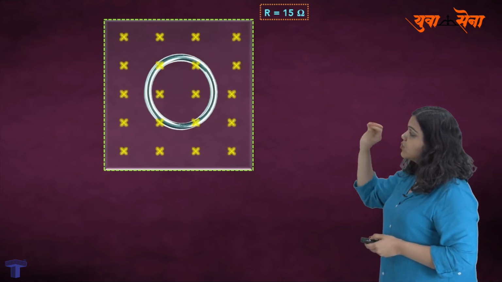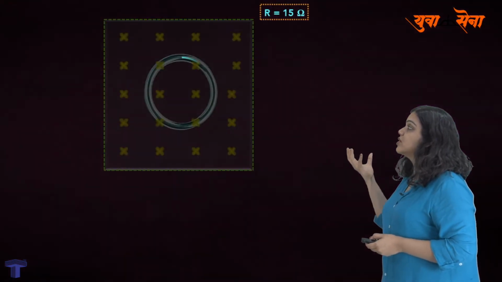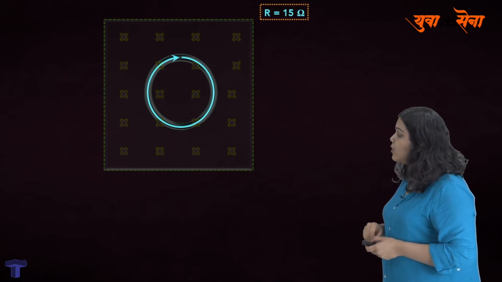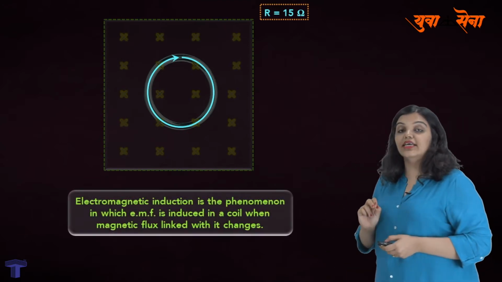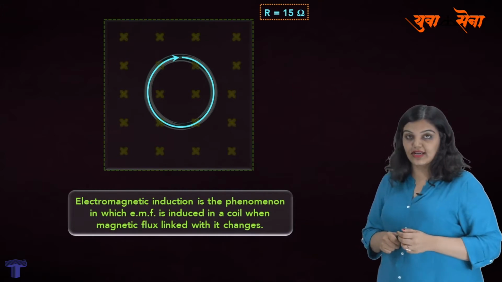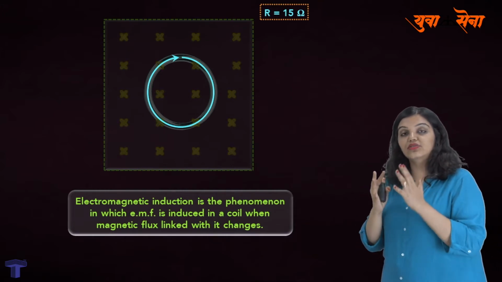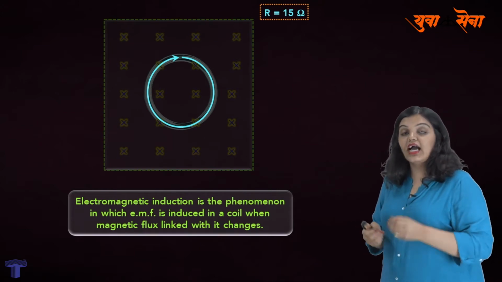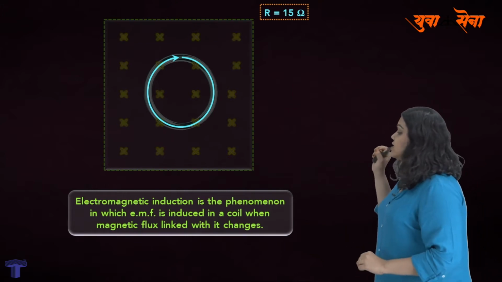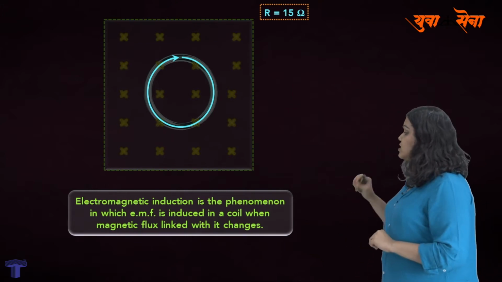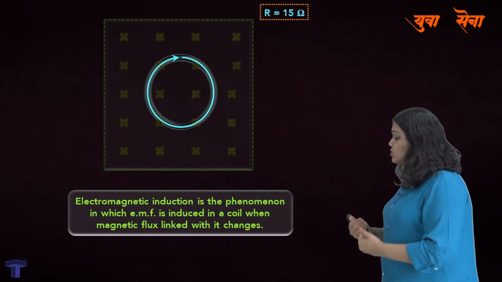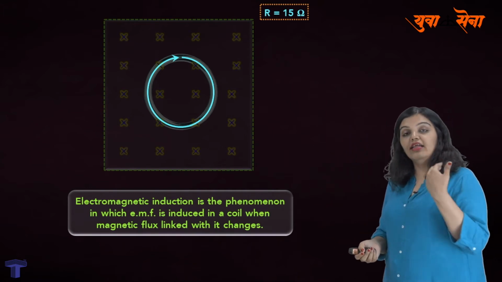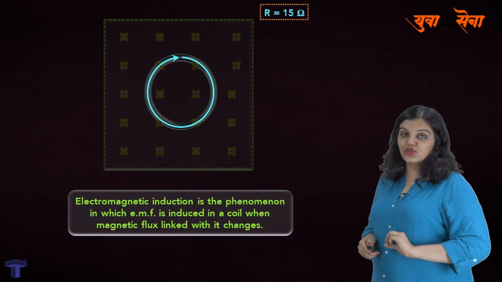Now this change in flux associated with this coil is going to induce what is known as a current through this coil, and this induced current is exactly what they are talking about. And what is this phenomenon? It is nothing but electromagnetic induction. That's what you have to recognize. Basically, whenever the magnetic flux associated with any coil, any loop is changing, it will induce a current, and that is nothing but electromagnetic induction. It is a phenomenon in which the EMF is induced in a coil when magnetic flux linked with it changes. So in our situation, the magnetic flux linked with our coil changed, and this induced a current through the coil. This is electromagnetic induction.